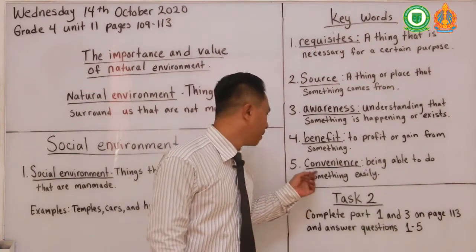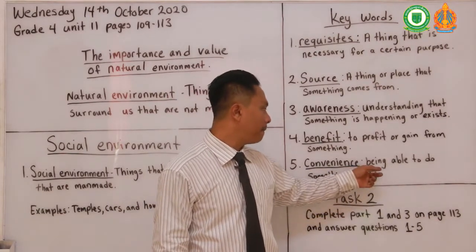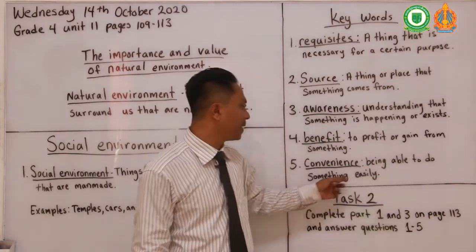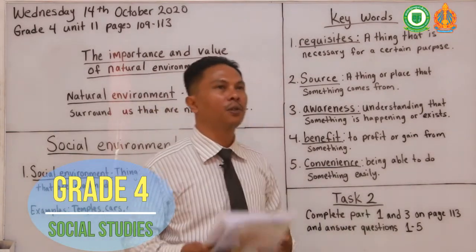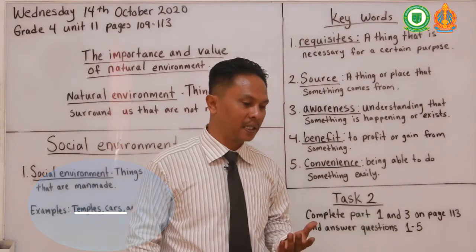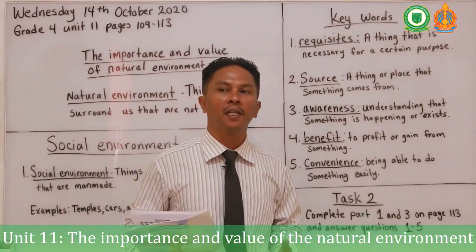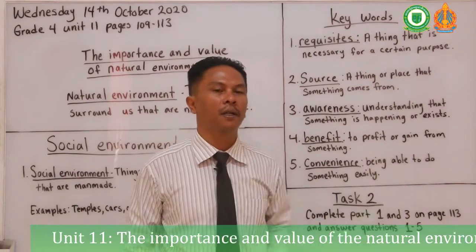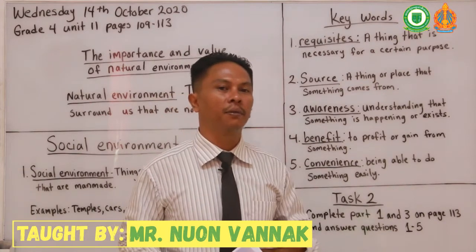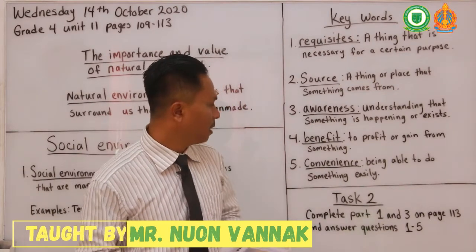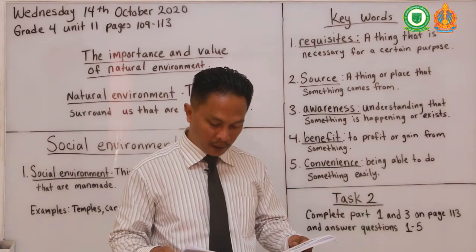Okay? Number 5, convenience. Convenience is being able to do something easily. So if you wanted to do something conveniently, like say you want to buy something from the market, okay? It's convenient because you see a market on the corner of every street, so it's easy for you to buy something when you need something from the market. Okay, so that is it for your keywords.